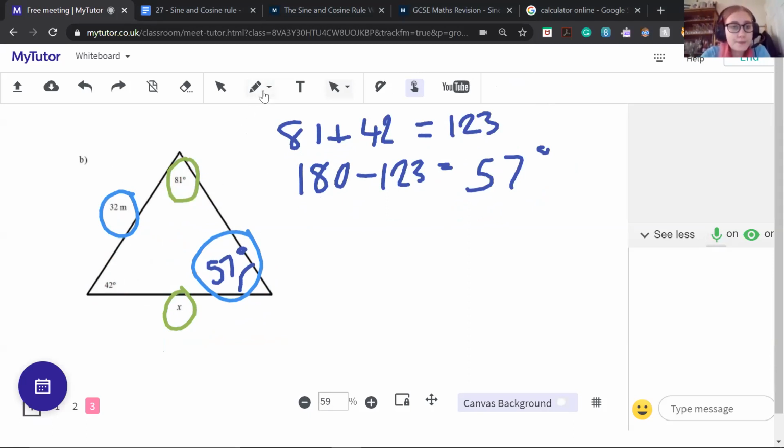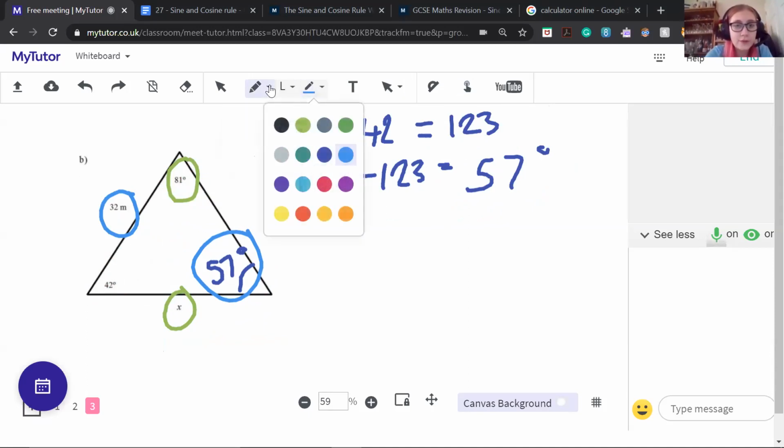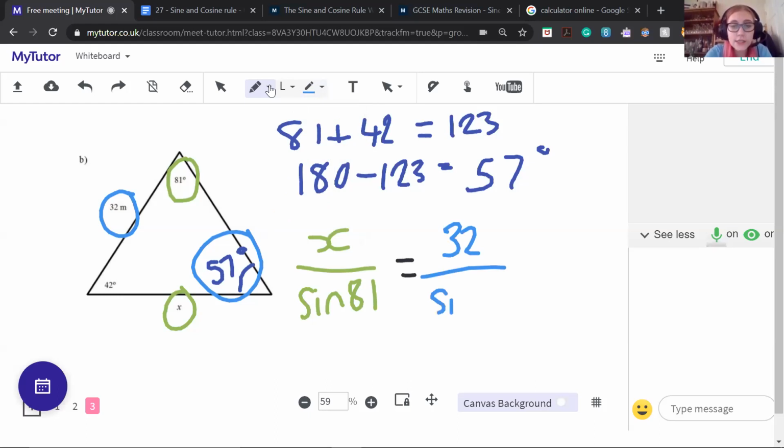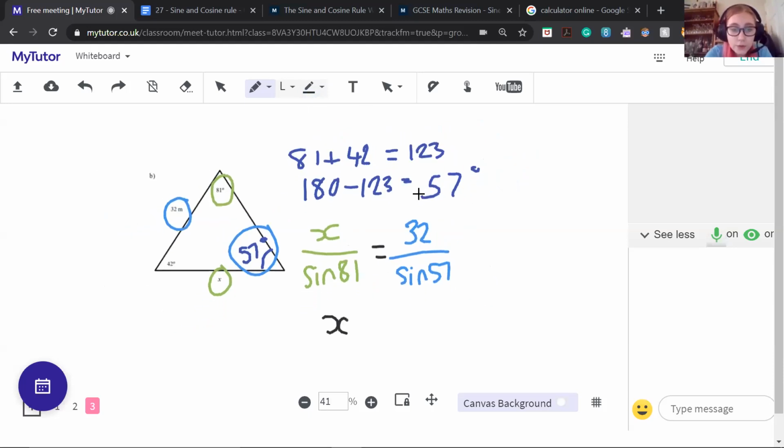So, okay, now we can do this question as usual. We see that this time we want the angles on the top because we're looking for x. So x over sine 81 is equal to these blue ones, so 32 over sine 57. So x is equal to, remember we just multiply the numerator, 32 sine 81 over sine 57.